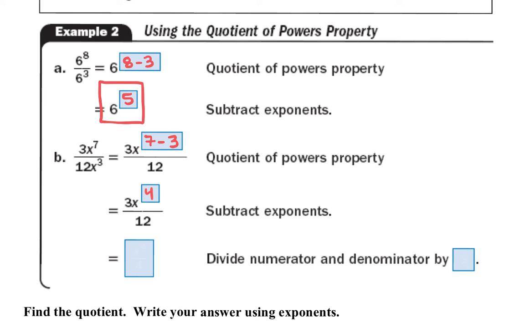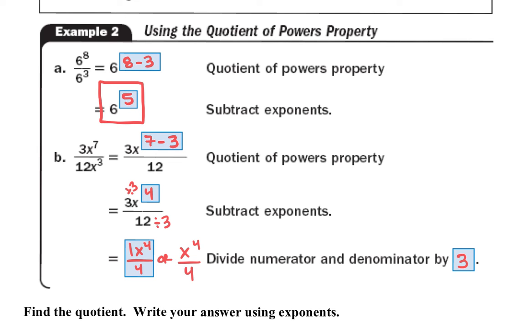But then I do also want to simplify this fraction as much as I possibly can. And so I need to ask what goes into 3 and 12. And hopefully you see that 3 goes into both of those. So I'm going to divide the top and bottom by 3. And I get 1x to the 4th power over 4. Or you don't have to have that 1 there. You could just say x to the 4th power over 4. Because again, because 3 and 12 are the coefficients, we can divide and simplify those.